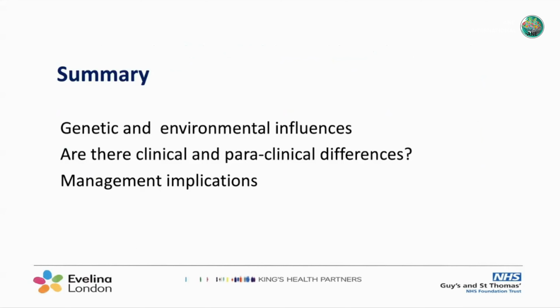So, 3 themes only. We talked a lot about the genetic and environmental influences. I wanted to focus on whether clinical or paraclinical differences can help us differentiate between the genetic and the sporadic form, based on data that's available. Although I am at risk of generating more questions than I can actually answer, as is always the case with rare conditions. And then the management implications.